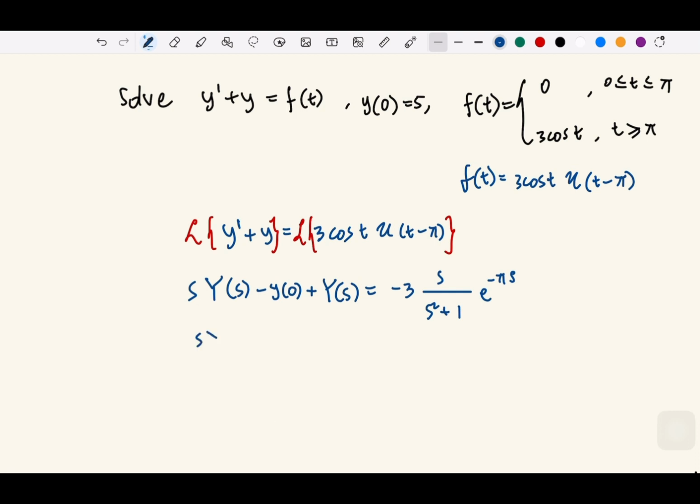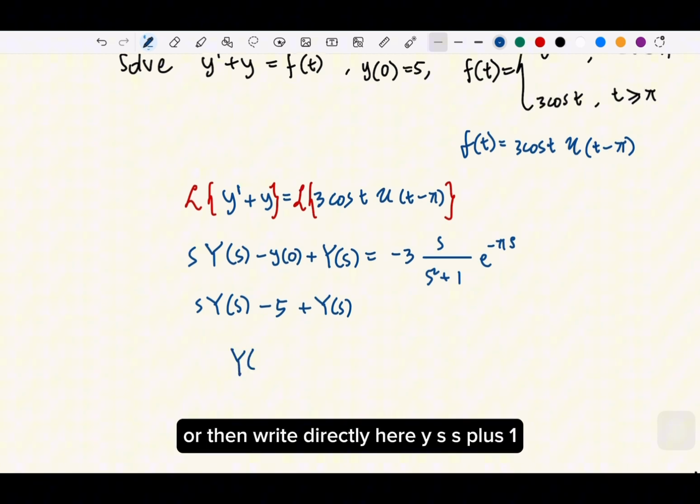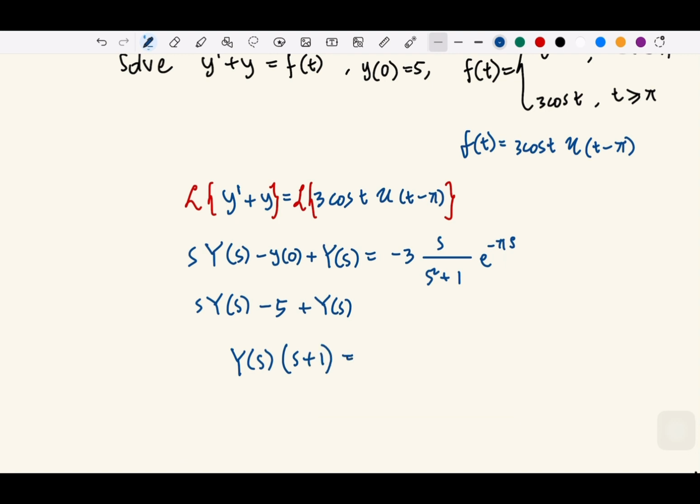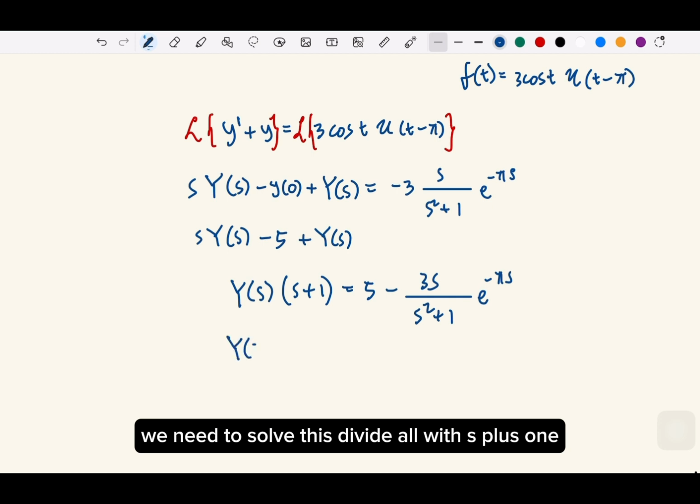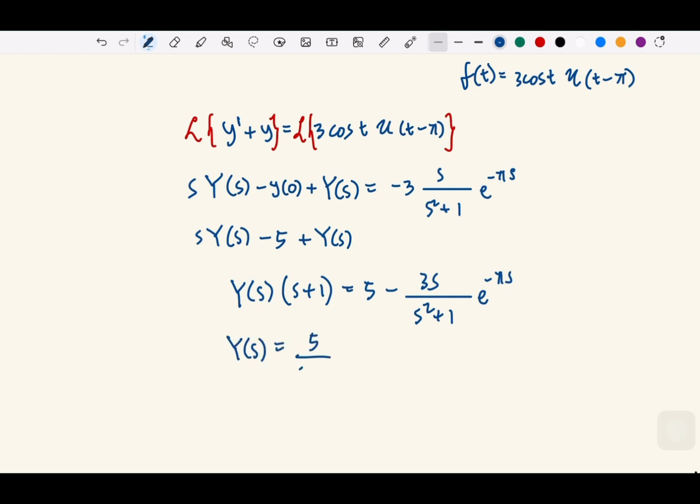So this will be s, this will be minus 5 plus Y of s, or let me write directly here, Y of s times s plus 1, this will be 5 minus 3s, and then we need to solve this. Divide all by s plus 1.